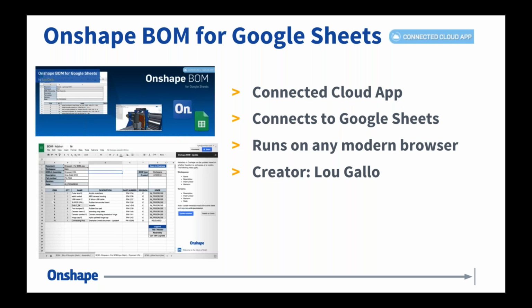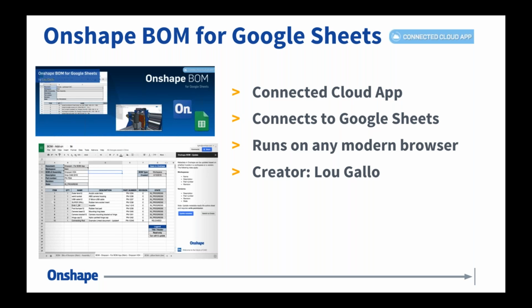It has the ability to update, to push data back and forth, and it also has the ability to export the bill of materials, which is an important step for what we're talking about here today. And I'll show you an example of this. But the neat thing is, it's a connected cloud app, right? Google Sheets is a separate application, but it ties into that.